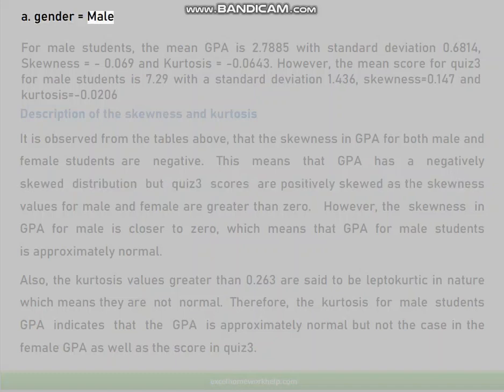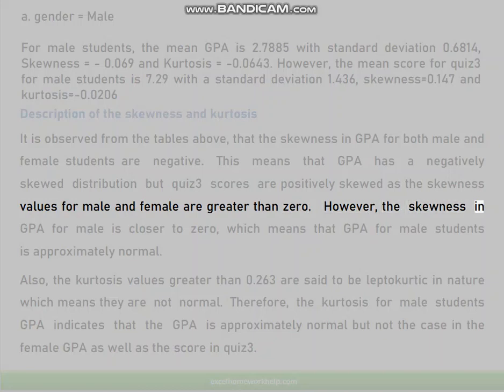Gender equals male. For male students, the mean GPA is 2.7885 with standard deviation 0.6814, skewness equals -0.069 and kurtosis equals -0.643. However, the mean score for Quiz 3 for male students is 7.29 with a standard deviation 1.436, skewness equals 0.147 and kurtosis equals -0.006. Values for male and female are greater than 0.